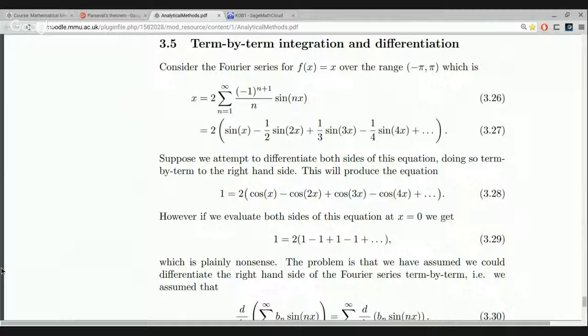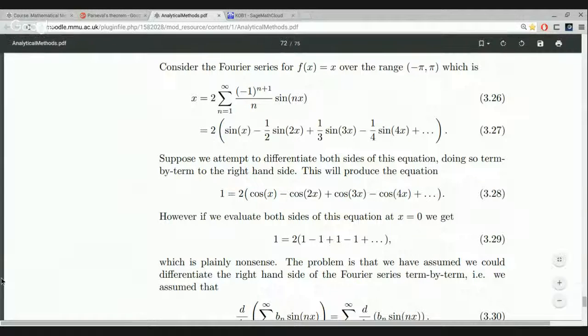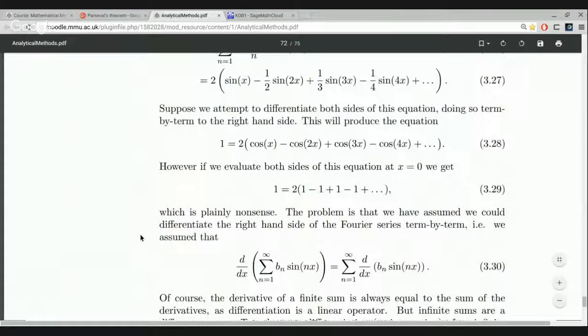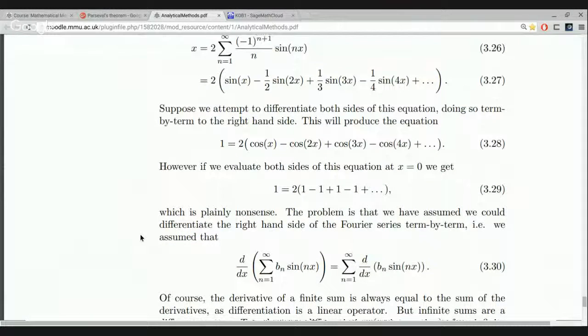So each of these sine functions differentiates to the corresponding cosine function. But because the argument is nx, for each of these sine functions you get n times the corresponding cosine function, cosine of nx. So the n at the front will cancel out these coefficients, 1, a half, a third, a quarter, and so on. So what we get then is that 1 on the left-hand side is equal to 2 times this alternating series of cosines. Now this is an equation amongst functions. You've got the constant function 1 on the left-hand side and this infinite series of cosines on the right-hand side.